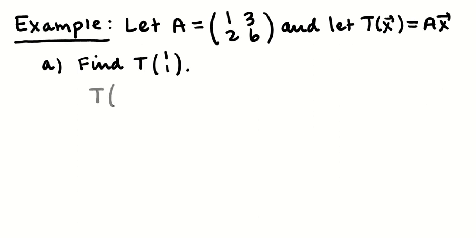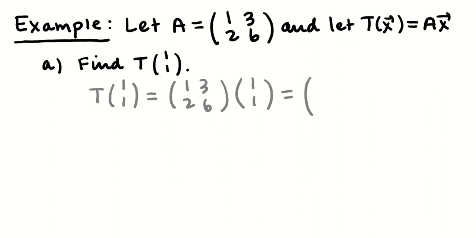Okay, well, T of the vector 1, 1 is equal to A, which is [1, 3; 2, 6], times the vector 1, 1. And I'm going to get, okay, 1 times 1 plus 3 times 1 is 4. And 2 times 1 plus 6 times 1 is 8. Okay, so that's easy enough. That's just us practicing our matrix multiplication. And what you'll see with this lesson, I'm not going to tell you anything too specific about linear transformations yet, because we'll be studying these throughout the linear algebra course.